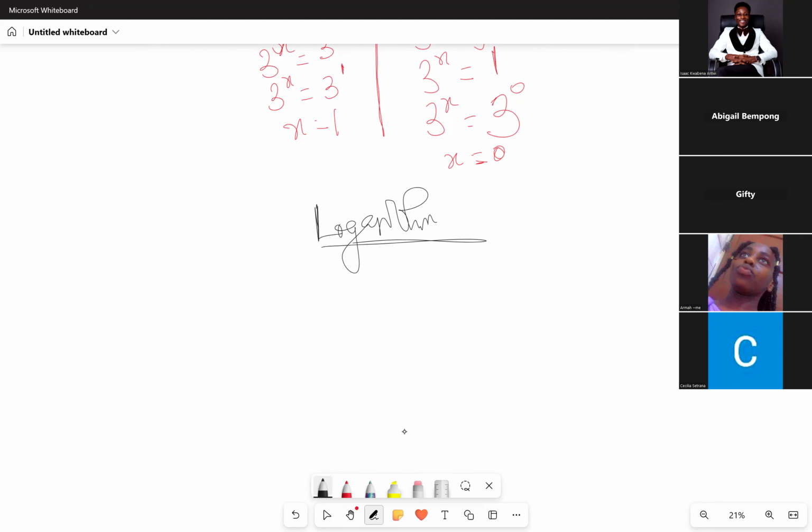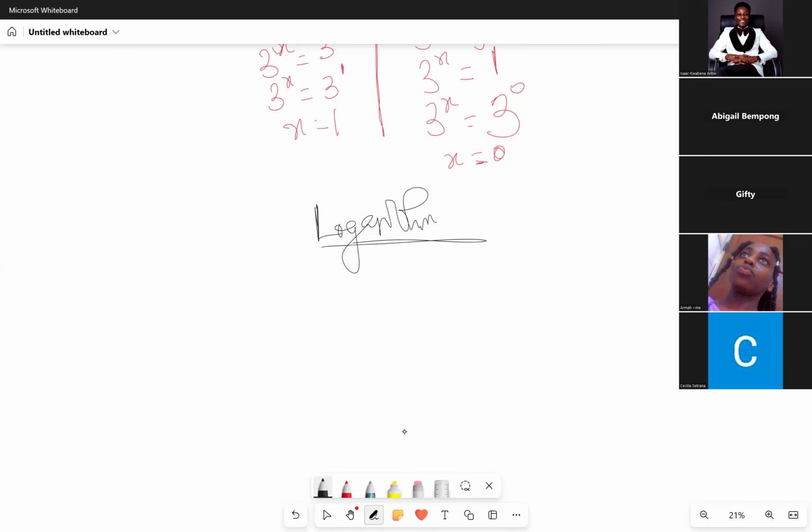You are going to face questions where you will try to make the bases the same, but it will not be working. Will you give up? That is where logarithm comes in. So we are going to learn its rules and laws. When you meet such questions, you use what? Logarithm. Clear? Do you understand?